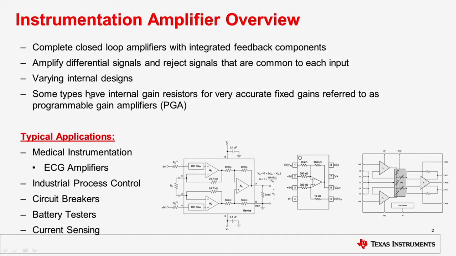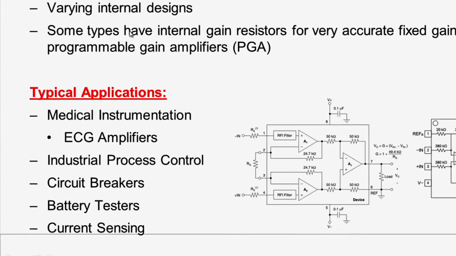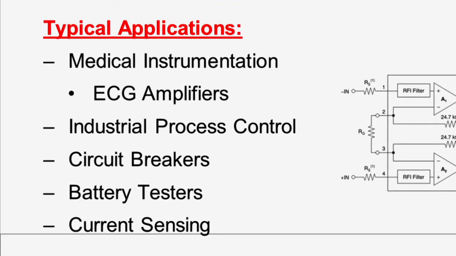Because instrumentation amplifiers work well in a noisy environment and only gain up the signal of interest in the presence of large common mode voltages, they are suitable for a wide variety of applications, including test and measurement equipment, as well as performing sensor signal conditioning, current sensing, voltage monitoring, and many more.